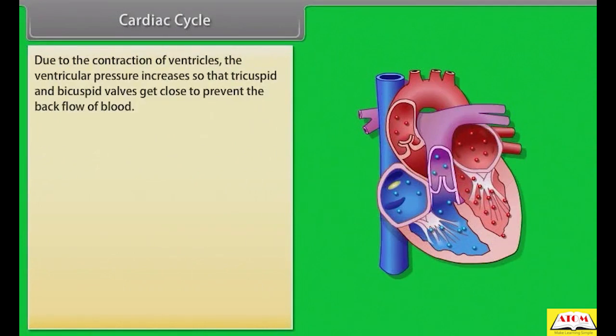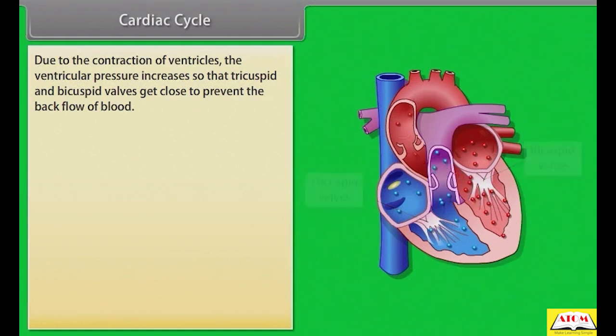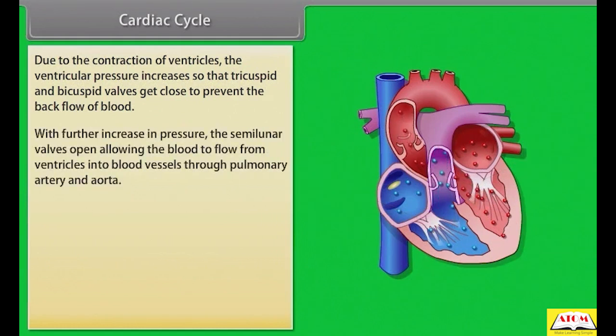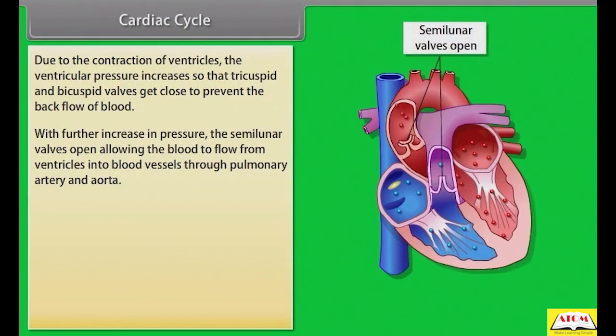Due to the contraction of ventricles, the ventricular pressure increases so that the tricuspid and bicuspid valves get closed to prevent the backflow of blood. With further increase in pressure, the semilunar valves open, allowing the blood to flow from ventricles into blood vessels through the pulmonary artery and aorta.